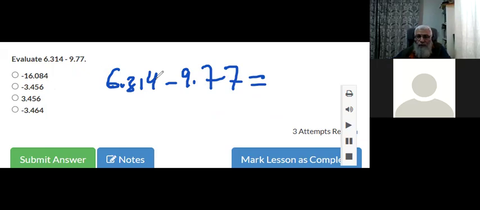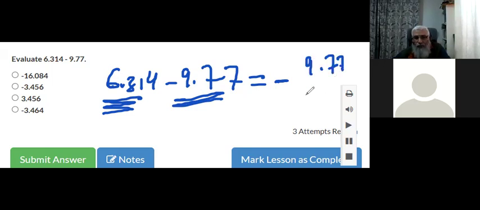No. So wait, okay. Put the sign of the greater absolute value. Okay. Which one has the greater absolute value? 9. No, 6. So we keep the sign of the 9, which is negative, and we subtract the numbers. Okay. The difference between the absolute value of this and this. So 9.77 minus 6.314. This is equal to what?